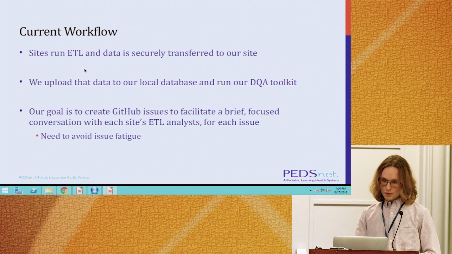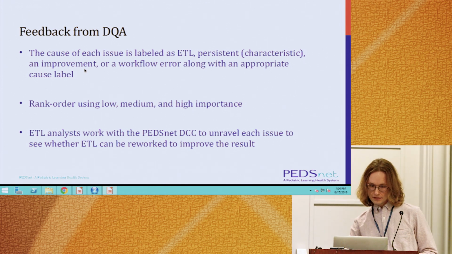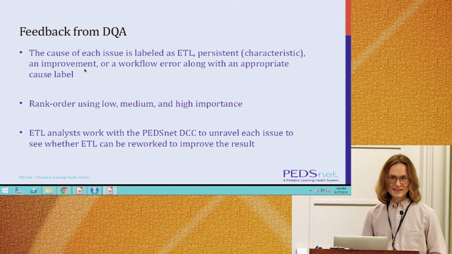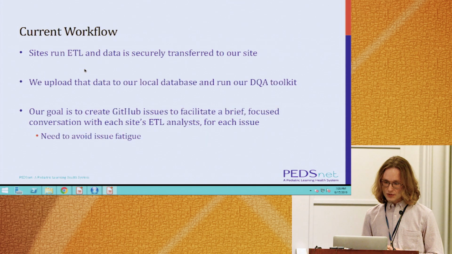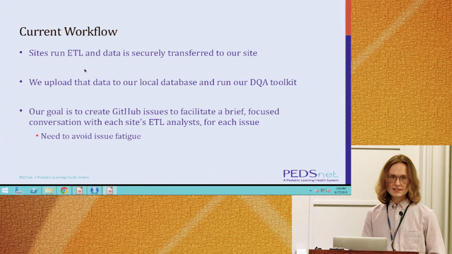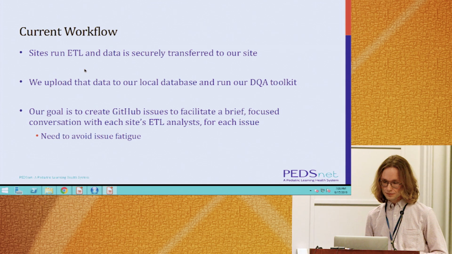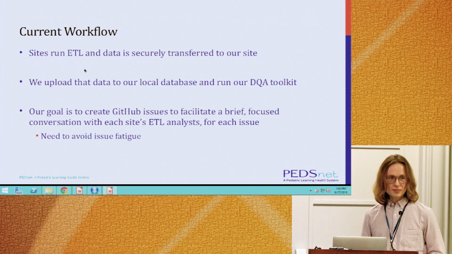In order to really make this work, we have to make sure that we have a workflow in place that works for us. To get into a little bit more detail, this data is being sent to us securely as flat files. From there, we clean it and upload it to a Postgres instance on our end, and then our DQA process runs on that database. In order to actually share what's output from that DQA toolkit with those ETL analysts, we use GitHub.